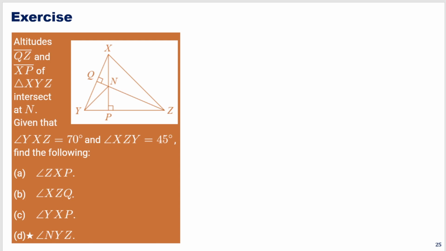YXP is 25, that's correct. Alright, let's have a look at the solutions together. So first one is very easy, right? From the right triangle XPZ, we have angle ZXP equals 90 degrees minus angle XZP, right? So this is very easy, which is 45 degrees, right?